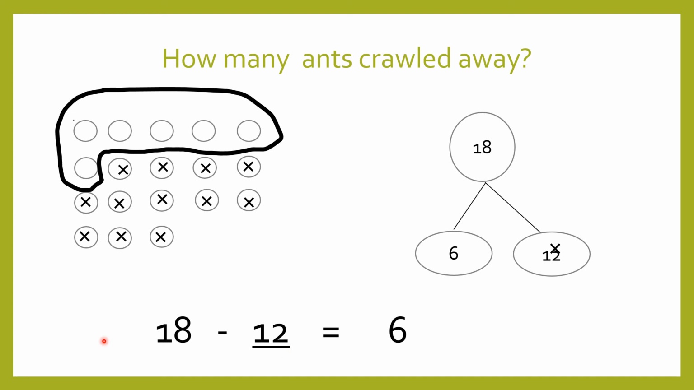Our equation reads as follows. Read it with me. 18 take away 12 equals 6. 12 ants crawled away. Kindergarten, nice work working on a subtraction number story using a drawing model, a number bond, and an equation. Let's take a look at your packet work for today.